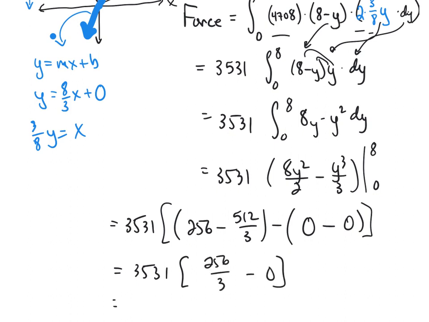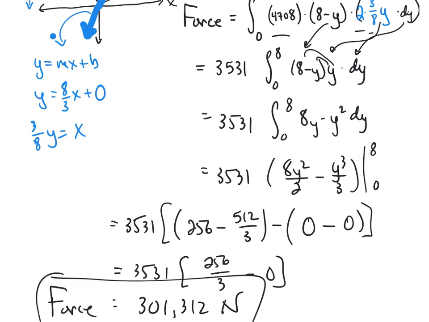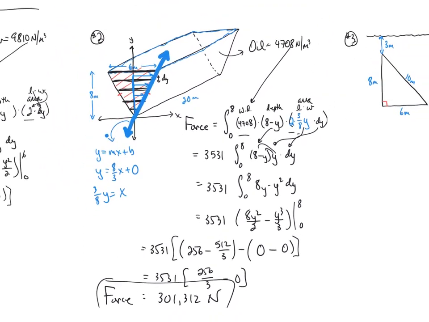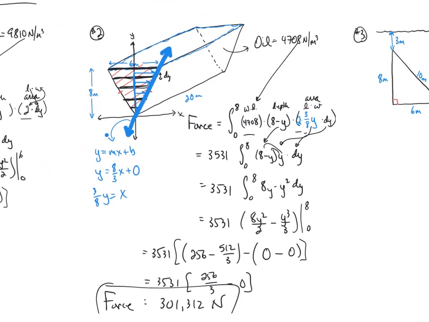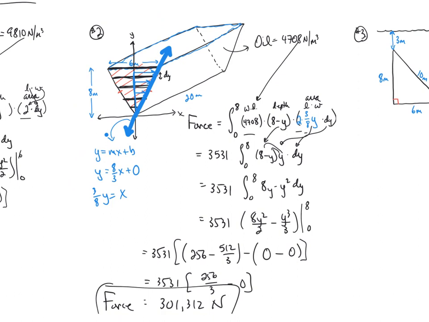And then when I multiply by 3,531, we get 301,312 newtons of force on the end of this tank. Let me shrink this up so you guys can see the whole thing in one shot. There you go. That's the whole works.